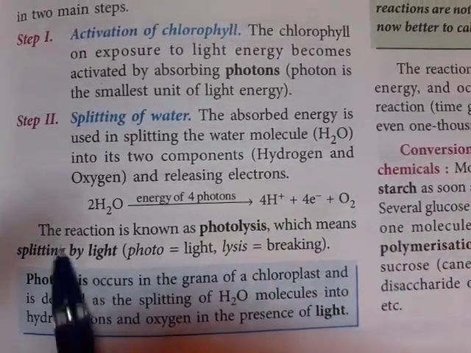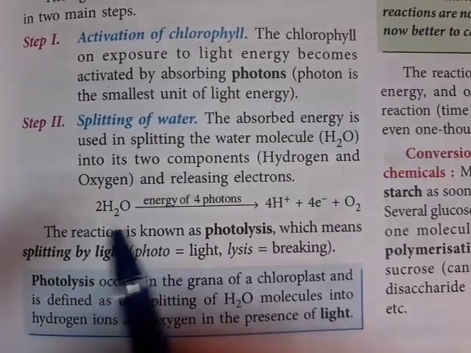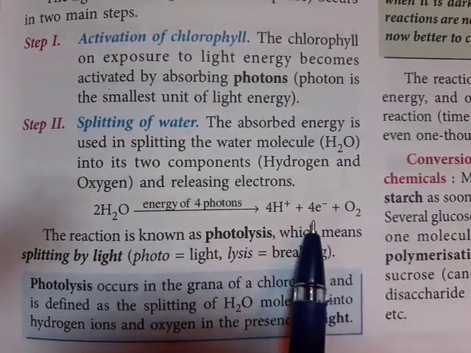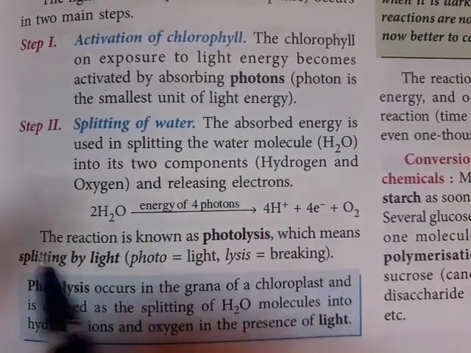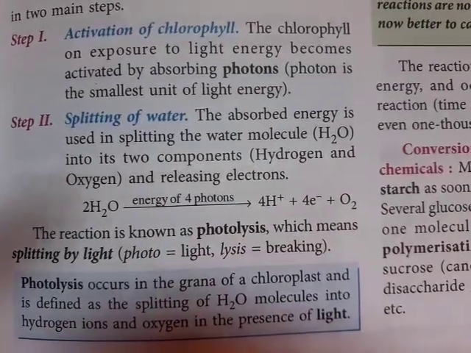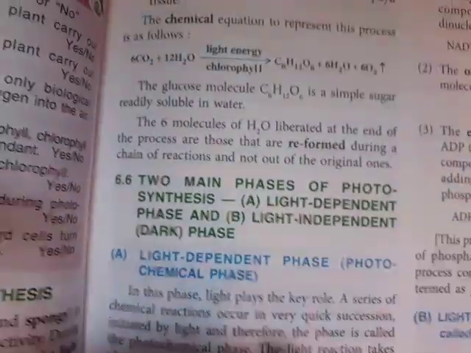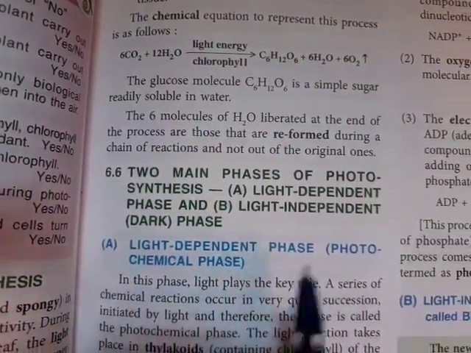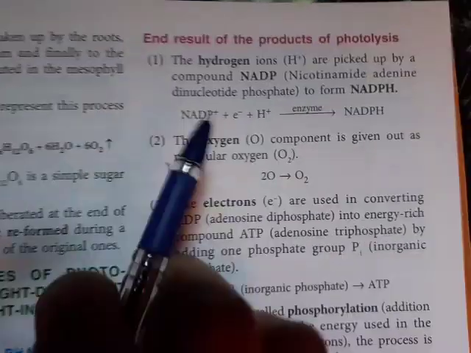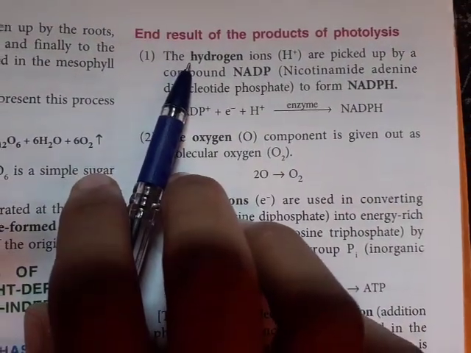So we can say that this is the photolysis reaction, that is 2 molecules of water give 4 hydrogen, 4 electrons plus oxygen, which is called photolysis, that is splitting by light. Then next part, we have seen two main phases, that is the light dependent phase. Then we have the end result or products of photolysis.